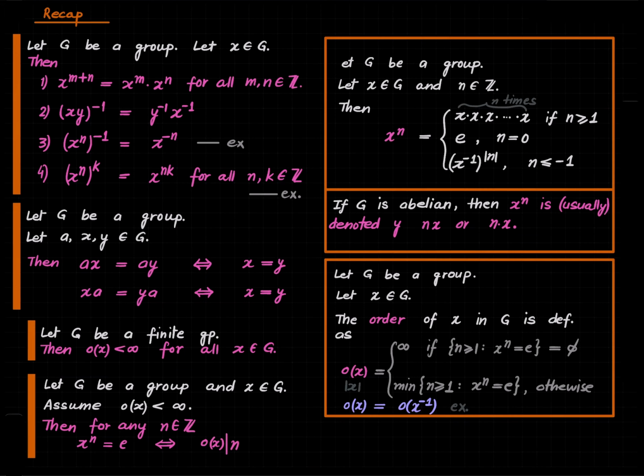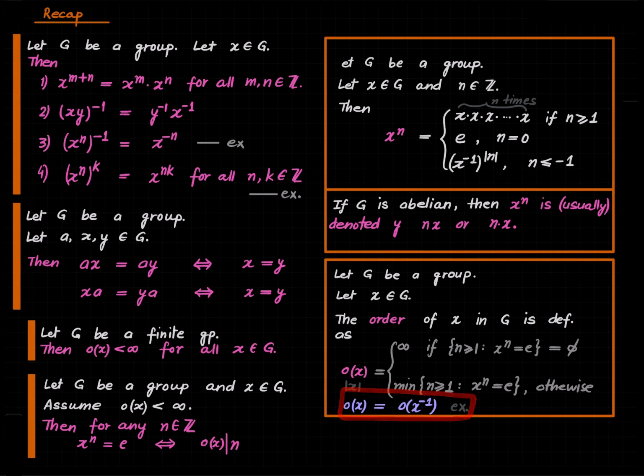Then we discussed the notion of the order of an element. If we have a group G and an element x of the group G, then there are two possibilities. Either there is a natural number n such that x to the power n is identity, in which case the order of x is defined as the smallest such natural number. The other possibility is that there is no such n, in which case we declare that the order of x is the symbol infinity.